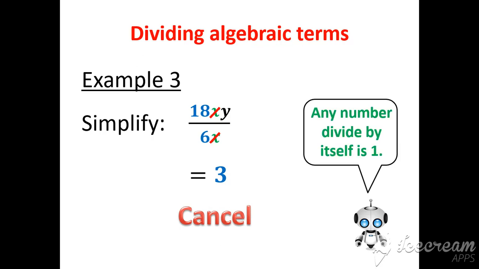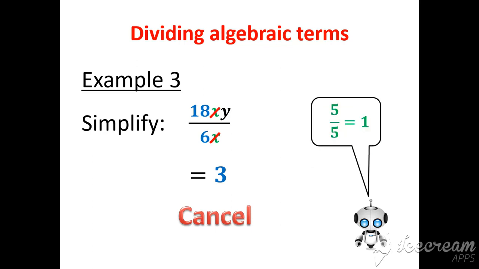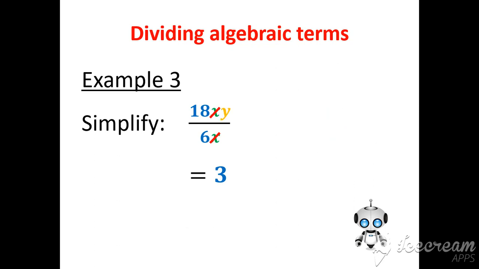Now, why do they cancel? Because any number divided by itself is 1. If I said to you 5 divided by 5, that's 1. So x divided by x is also 1, because x is a number divided by itself. So whenever you see a letter on the top and a letter on the bottom, they're going to cancel, disappear basically. We've still got the y here. We haven't done anything with the y. That can't cancel because there's not a y on the bottom. So we're just going to pop the y next to 3. And our final answer is 3y, 3 times y.